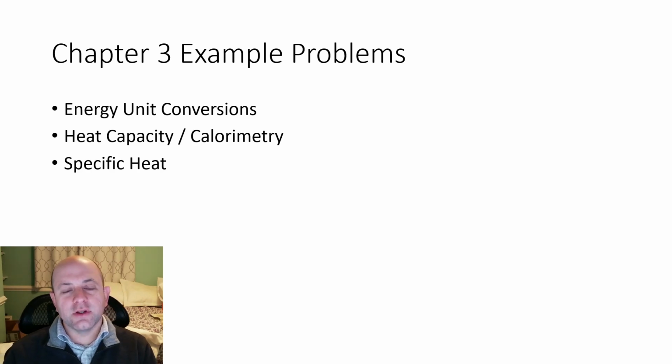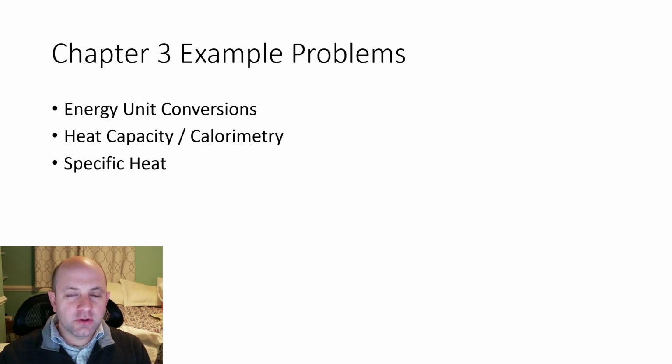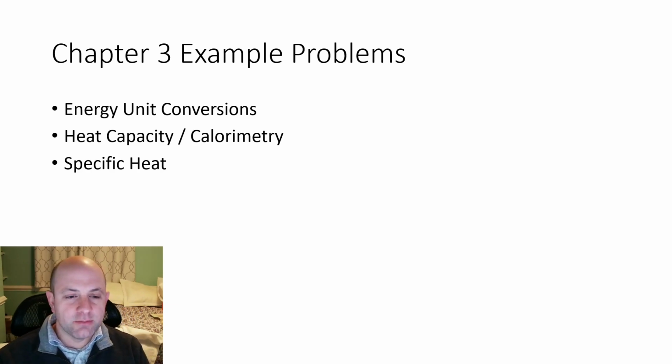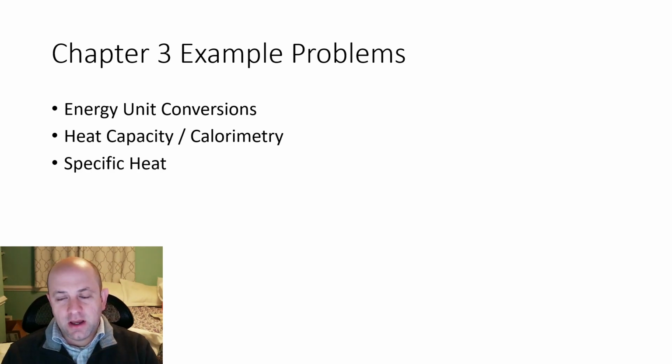We'll take a quick look at some problems from this chapter, including converting between energy units, so joules and calories and that sort of thing. We'll look at heat capacity and calorimetry, determining how much energy is absorbed or released by some process. And then we'll finally look at specific heat to figure out for a specific substance how much heat is absorbed or released per gram and per degree Celsius to help identify that material. So let's get to it.